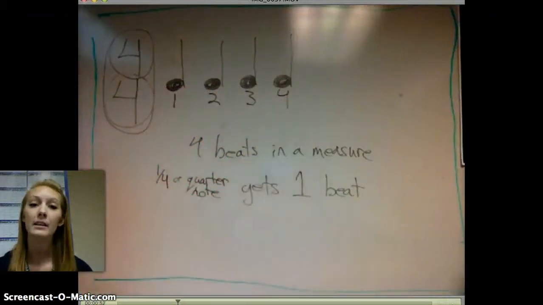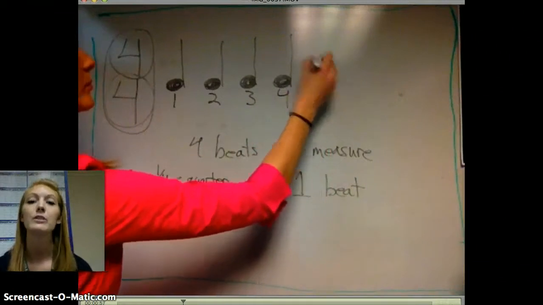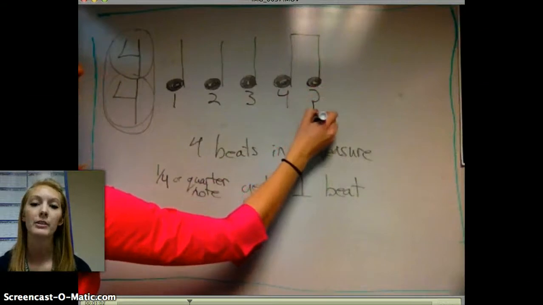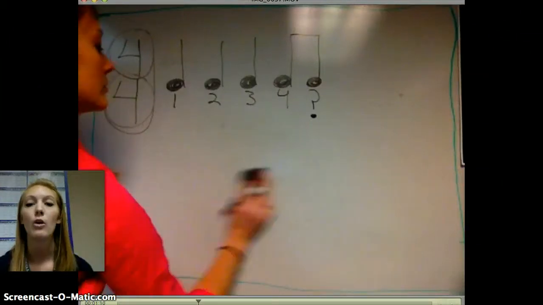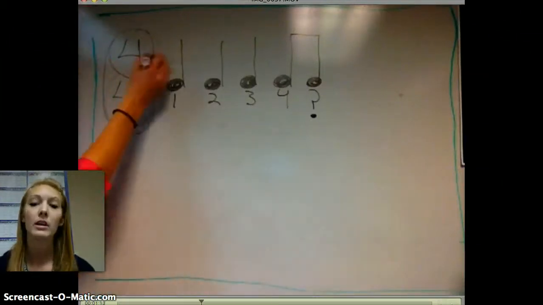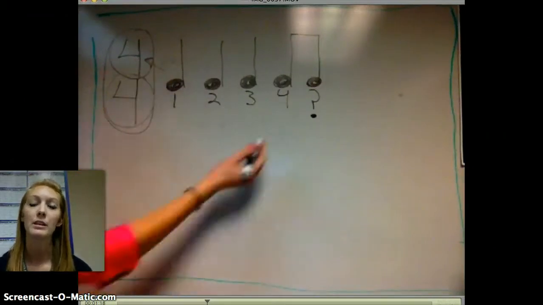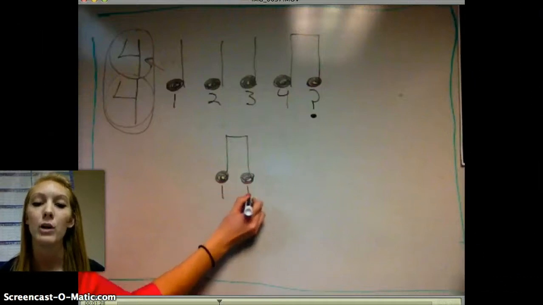Now that would be fine if we just had those quarter notes there, but oftentimes we have other types of notes. For example, what if we added an 8th note? What would we put under the second 8th note? Well, remember that we have 4 beats in a measure, so we can't go to 5. What we need to do is divide our 8th notes so that we can subdivide. Now we're going to separate the 8th notes and put a 1 and.